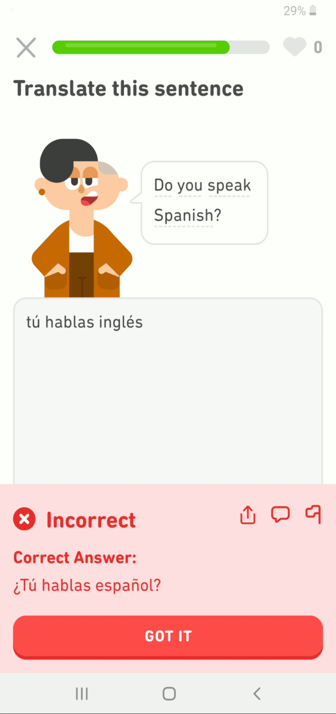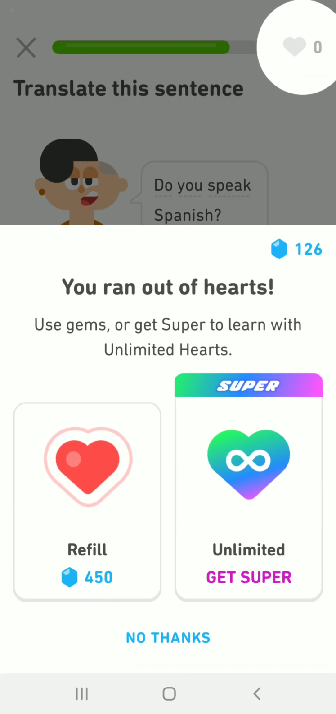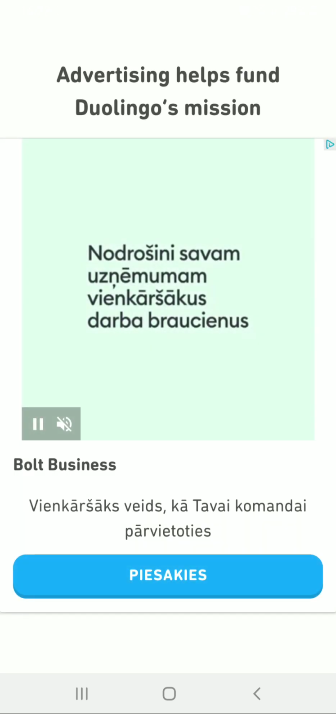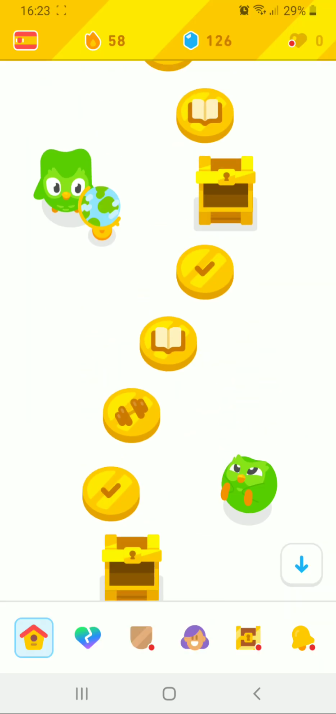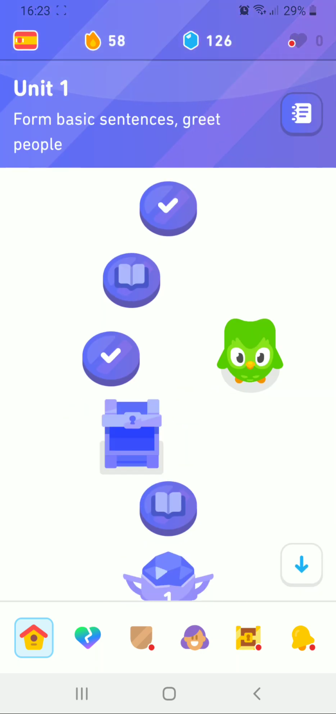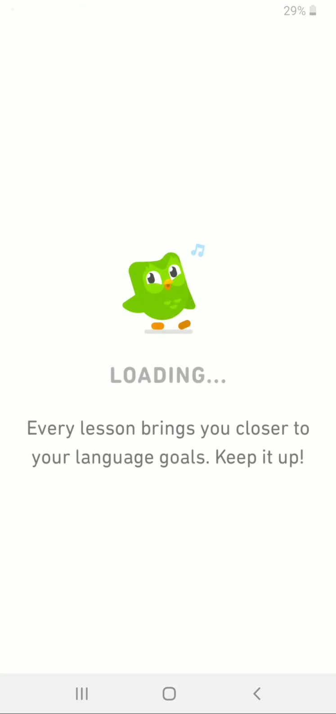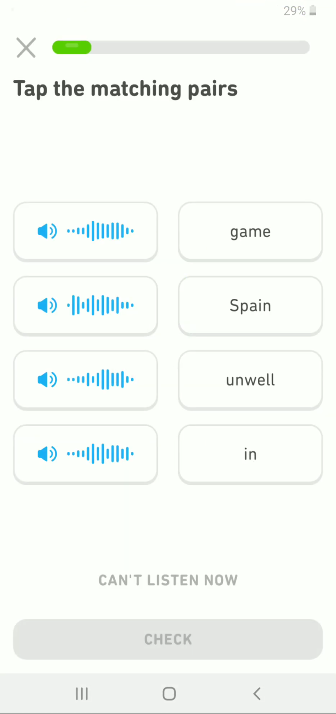Am I being cheated on? Or was it English or Spanish? I really didn't pay attention, really. So I guess I was not very attentive for some reasons. So that's very weird, but that's how it is. So let's try to earn some hearts and then we can move on.